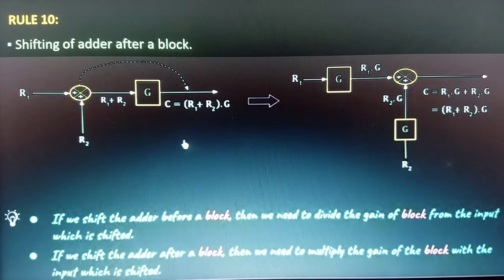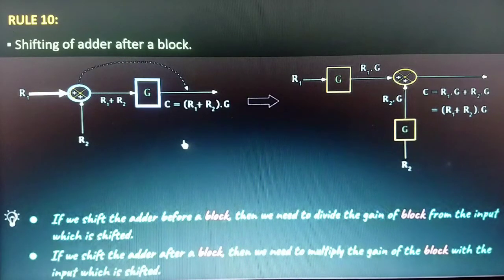We will now move on to rule number 10. Rule number 10 of block diagram reduction is regarding the shifting of the adder after the block. So consider the block diagram representation as shown on the screen, having an adder and having a block. We can see that this adder is currently present before this block. Now, if the input of this adder is R1 and the other input is R2, then the output of this adder will be R1 plus R2.